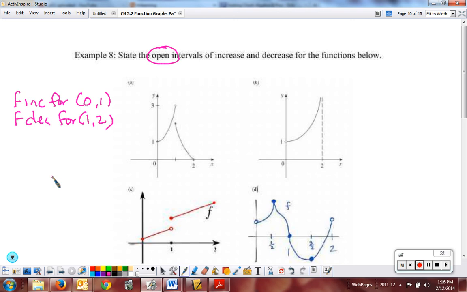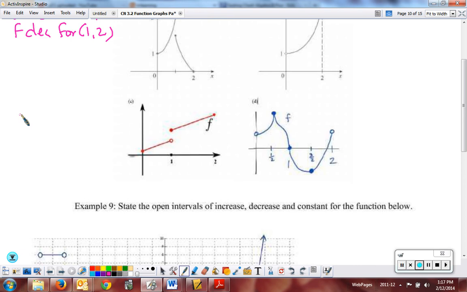And notice this is the nice thing about calculus. We don't really care about the brackets, parentheses issue, inclusive or not. We do open intervals, and we're fine. Over here, what would I say for this? F increases for the entire time, 0 to 2.